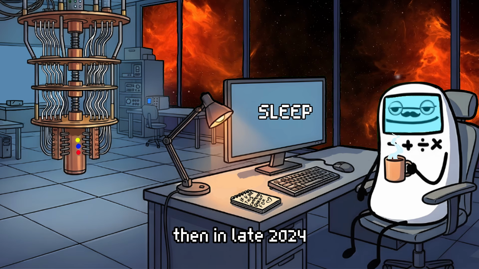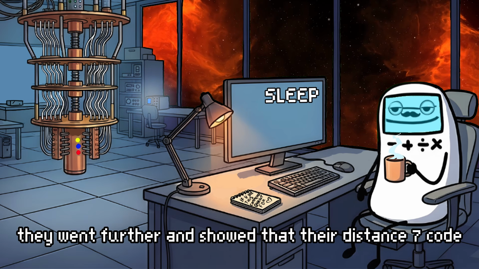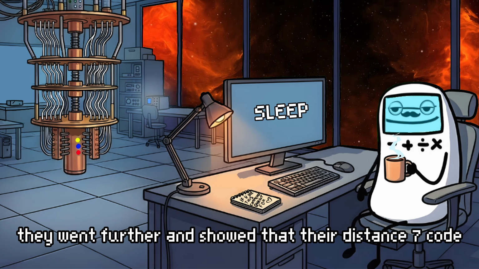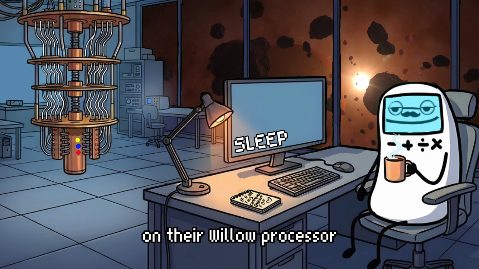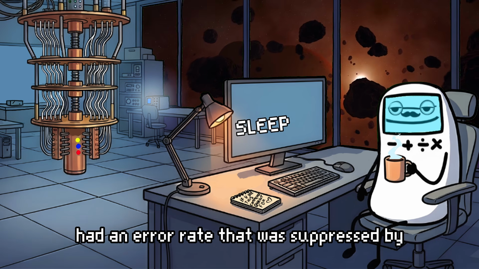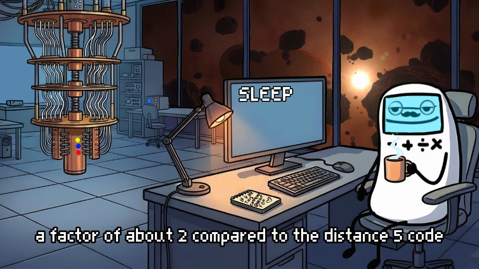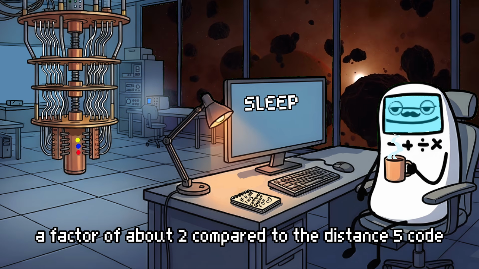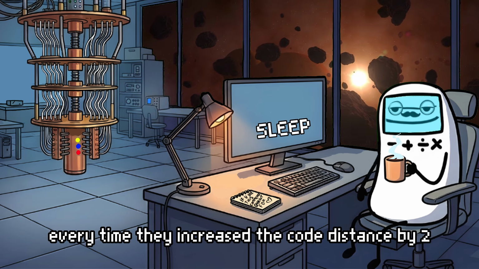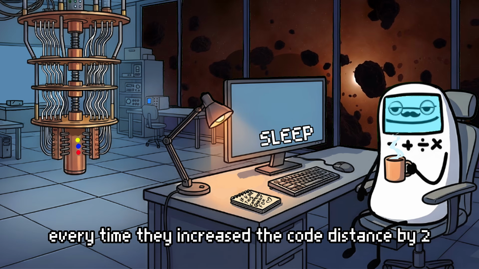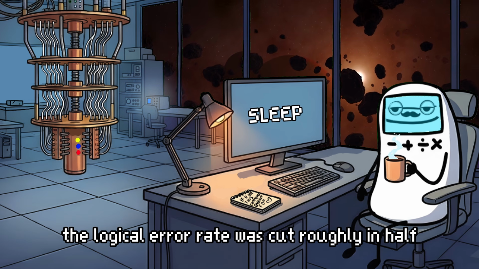Then, in late 2024, they went further and showed that their distance 7 code, using 101 physical qubits on their Willow processor, had an error rate that was suppressed by a factor of about 2 compared to the distance 5 code. That is, every time they increased the code distance by 2, the logical error rate was cut roughly in half.